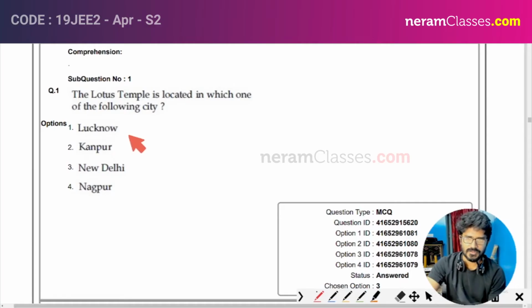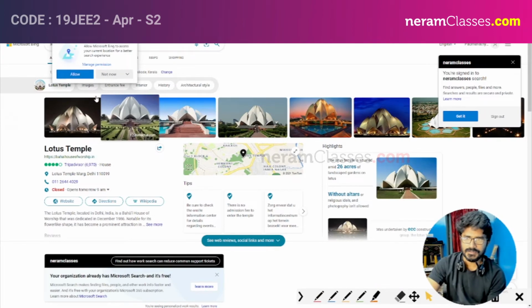So the first question is: Lotus Temple is located in which one of the following cities? Lucknow, Kanpur, New Delhi and Nagpur. So if you see, this is Lotus Temple and it is located in Delhi.